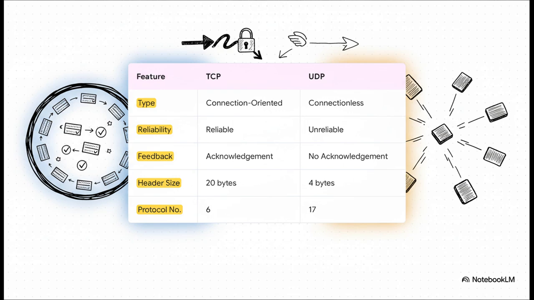Absolutely. Look, it all boils down to one thing: a trade-off between reliability and speed. TCP is the reliable one. It's connection-oriented, which means it establishes a formal connection, what we call a three-way handshake, before it sends anything. It numbers every piece of data and waits for the other side to say, yep, got it, for each one. UDP, on the other hand, is the speed demon. It's connectionless. It just blasts the data out there and hopes for the best. No handshake, no acknowledgements, just pure speed.